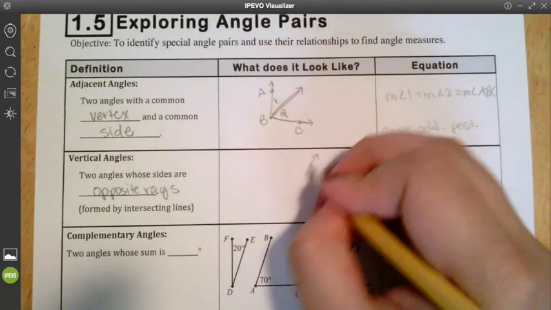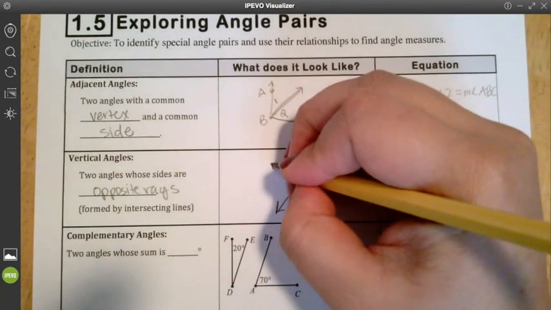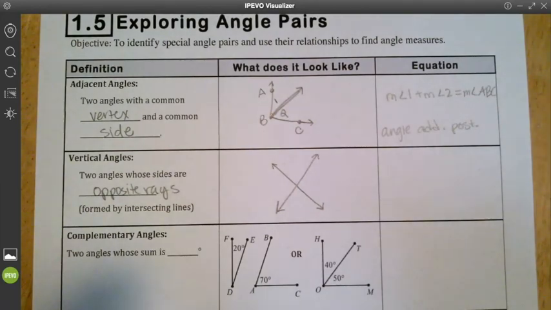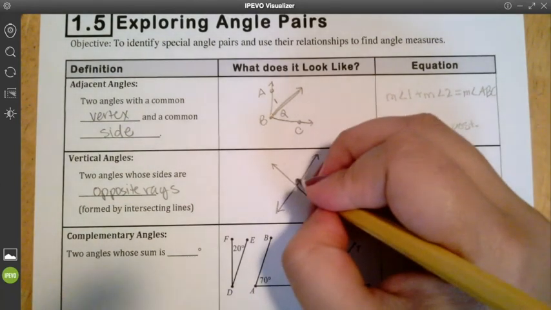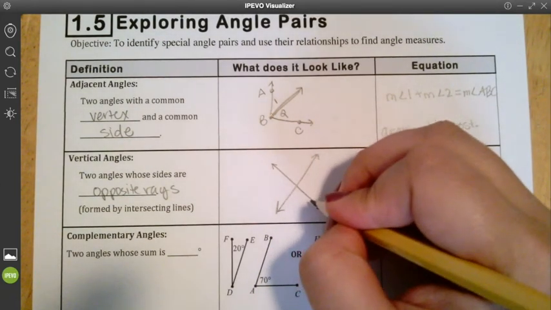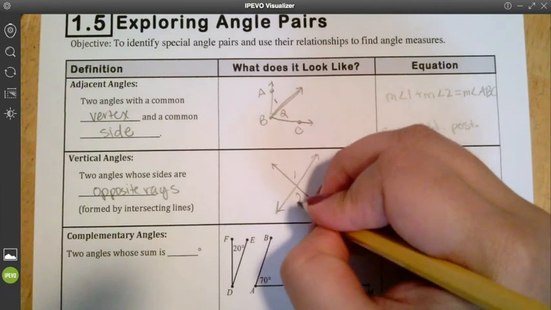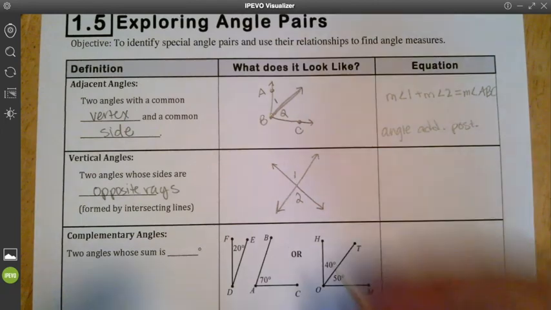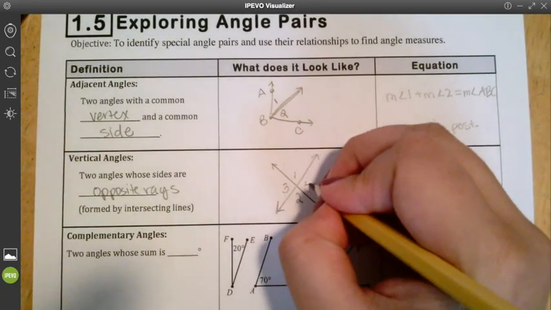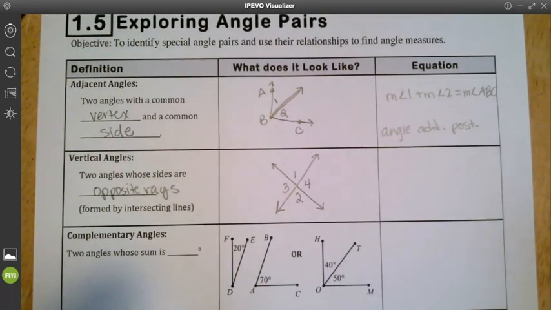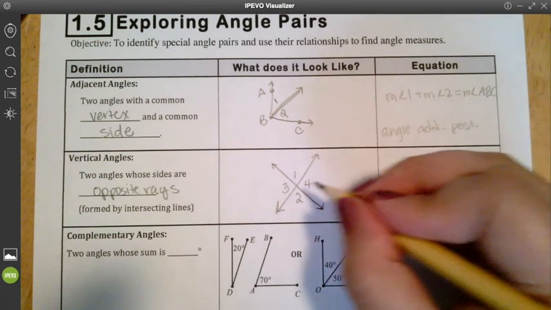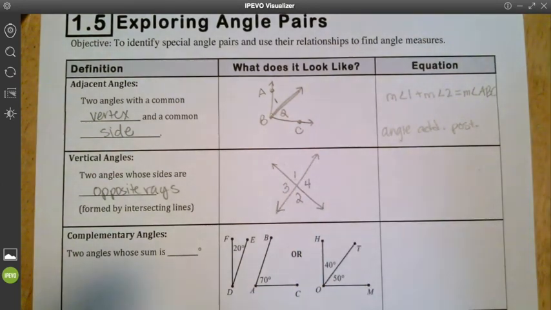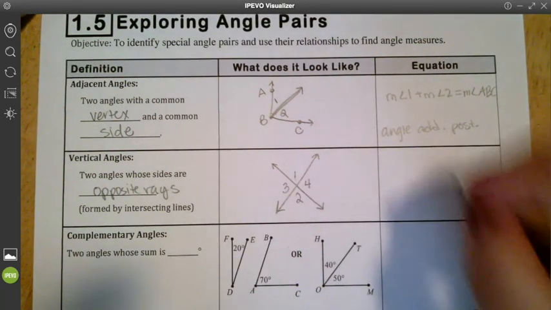So what this is: I have a line and I have another line, because remember, opposite rays make lines. And the angles that are made up of those same two lines are called vertical angles. 1 and 2 are vertical angles. We can also say that 3 and 4 are vertical angles. But 1 and 4, notice they share a common side, are not vertical angles.